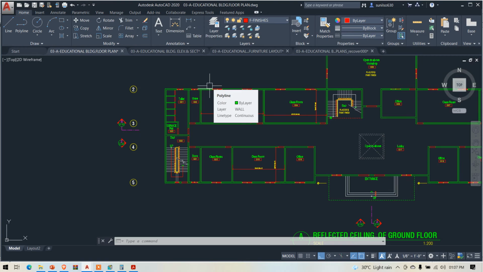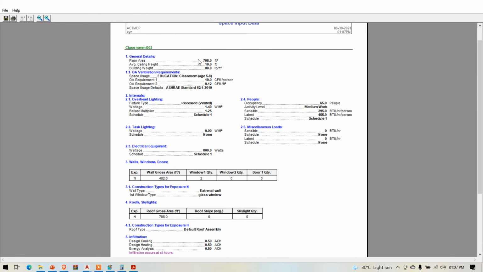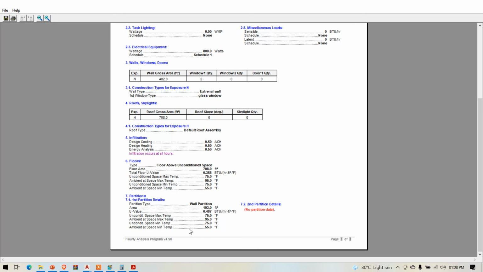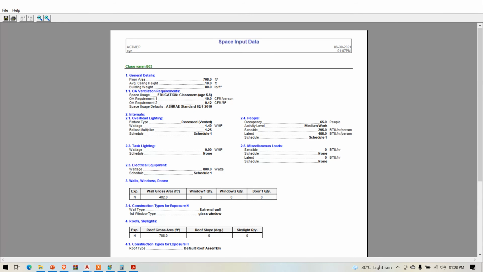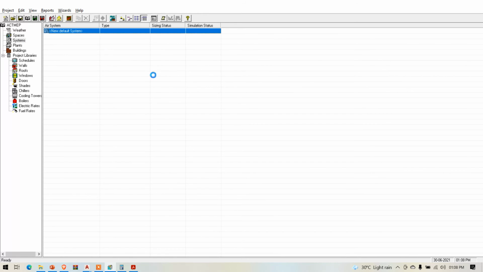Okay, so the next one is, we have to go to the systems, and if you want to see the reports over here, right click on any one space, view input data. See whatever we have given, floor area, average ceiling height, building height, complete, whatever inputs you gave, it is taken over here. And next come to the system, new default system.